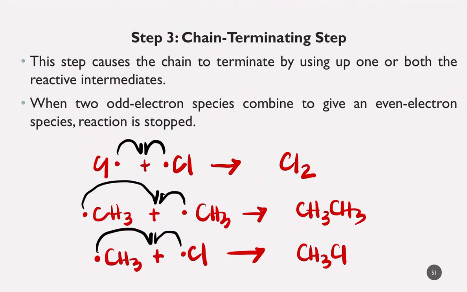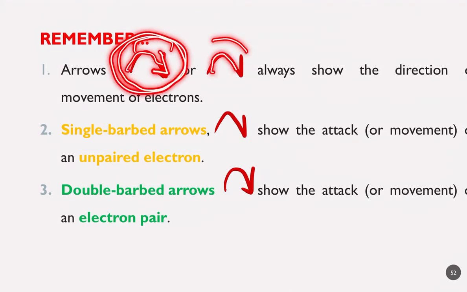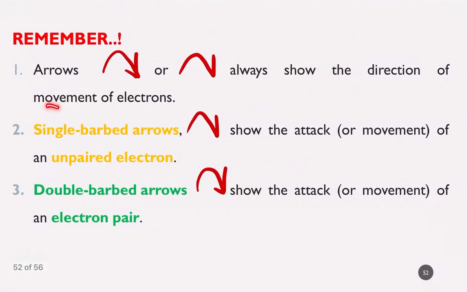Macam tu je. So those are the steps for your halogenation of alkane. Reaction mechanism. So remember, arrows ni single-headed arrow. Single pula. Inilah double-headed arrow dengan half-headed arrow. Always shows the direction of movement of electrons. Macam mana awak punya electron move dari siapa ke siapa. So this arrow, it shows the movement of unpaired electrons. Maksudnya satu je elektron. Satu biji elektron.